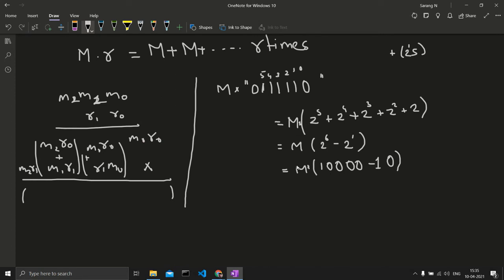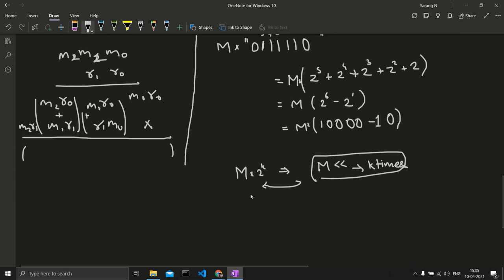And we know that multiplying directly by a power of 2 is very simple. You just left shift the number as many times as the power. So some number m times 2 to the power k is a direct consequence: you left shift m k times, and you have this result.